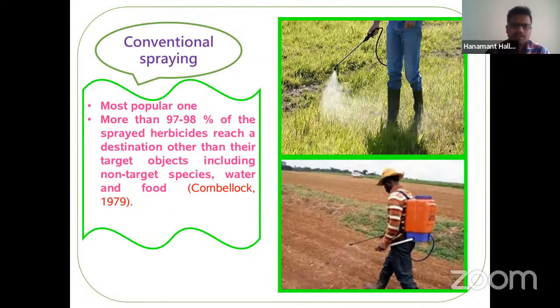So one thing we need to note in case of conventional spraying. In case of conventional spraying, this is no doubt the most popular method of weed control, but here more than 97 to 98% of the sprayed herbicides reach destinations other than their target objects, including non-target species, water, as well as food sources. So this is the main concern with the chemical, that is herbicide spraying method, conventional spraying.